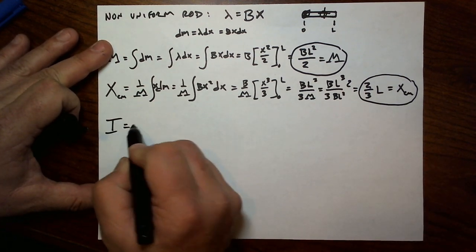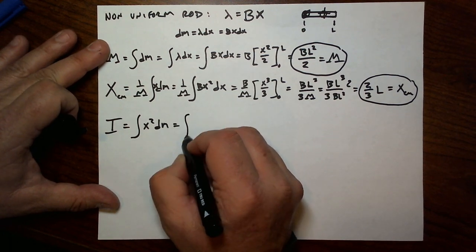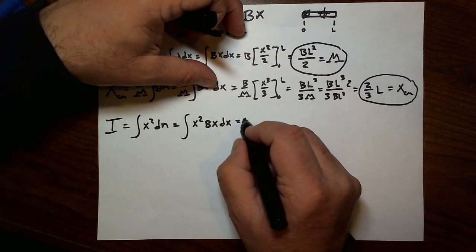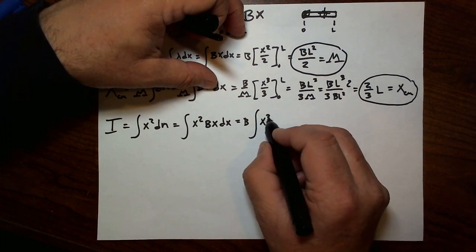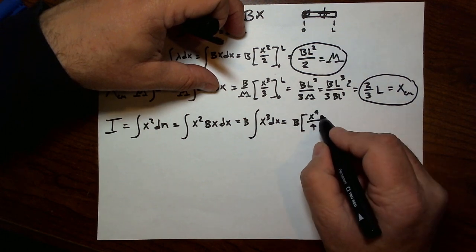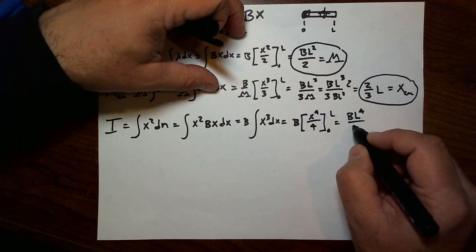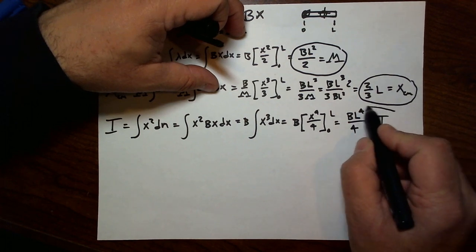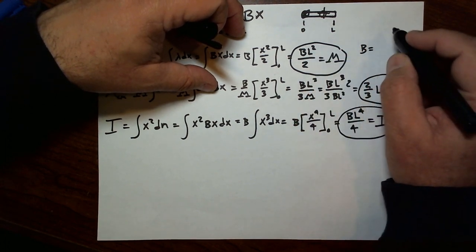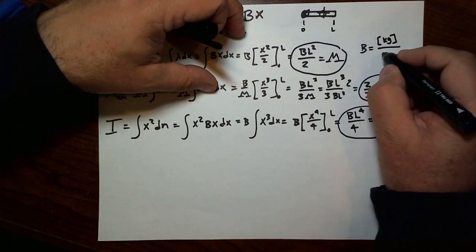Excellent. And my moment of inertia, integral x squared dm, integral x squared b x dx, which is b times the integral x cubed dx, which is b times x to the 4th over 4, 0 to L, or b L to the 4th over 4. And of course b must have units here that cancel this out and leave us mass. So B has units of kilograms divided by, looks like, length squared.